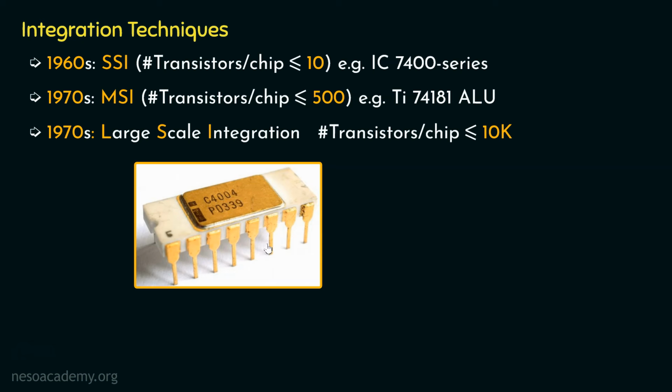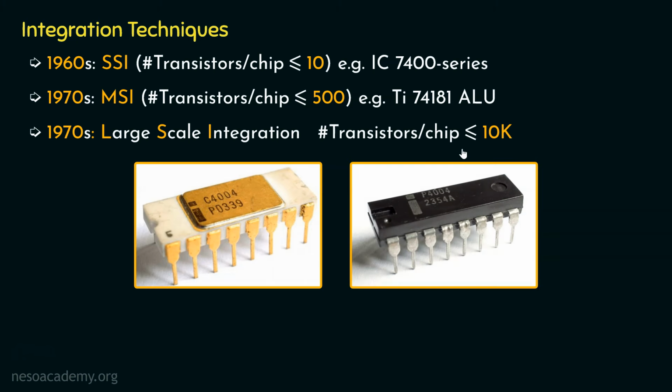Now initially, the casings of the integrated circuits used to be of ceramics, and that's why the prefix C. Later, in order to introduce more durability, the housings became plastic housings, and that's why in the later chips, we have the prefix P. Now here, we should note one thing. The number of transistors per chip for the Intel microprocessor 4004 was 2300, making this a part of the LSI integration technique. Because if you notice, it is 2300, which is definitely greater than 500, however, less than 10,000.